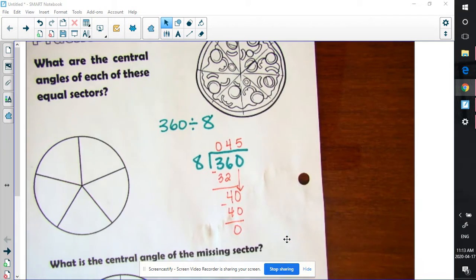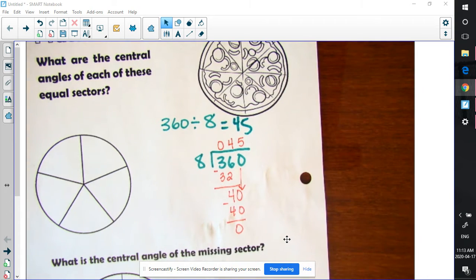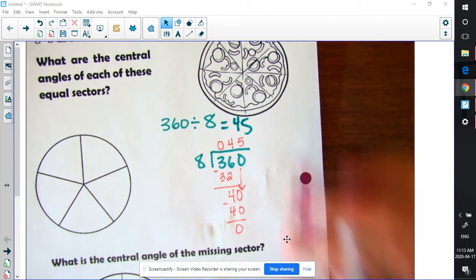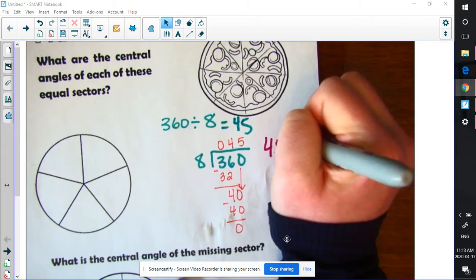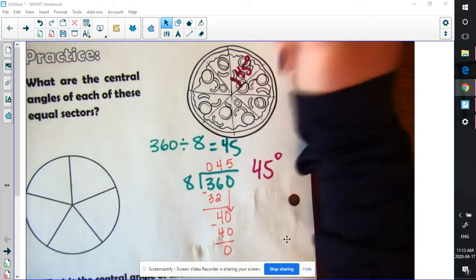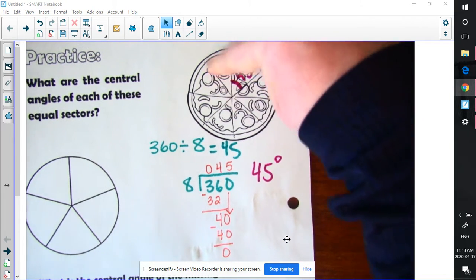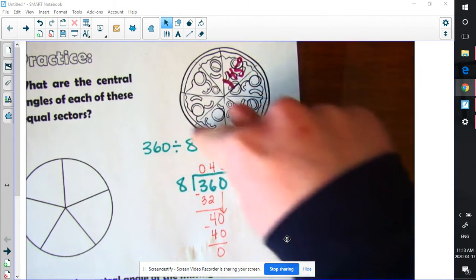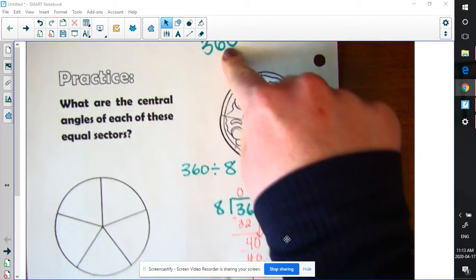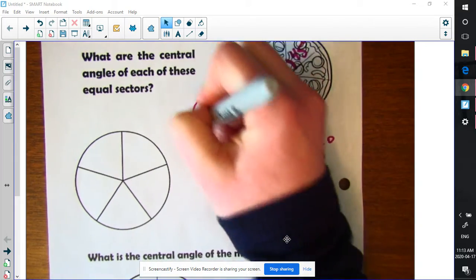So that means 360 divided by 8 is equal to 45. And that means that our answer is 45 degrees, because each of these sectors has a central angle of 45 degrees. So you could go around 45 plus 45 plus 45 plus 45, and so on, all the way around, and you would get 360 degrees. Okay, so that's that first problem.